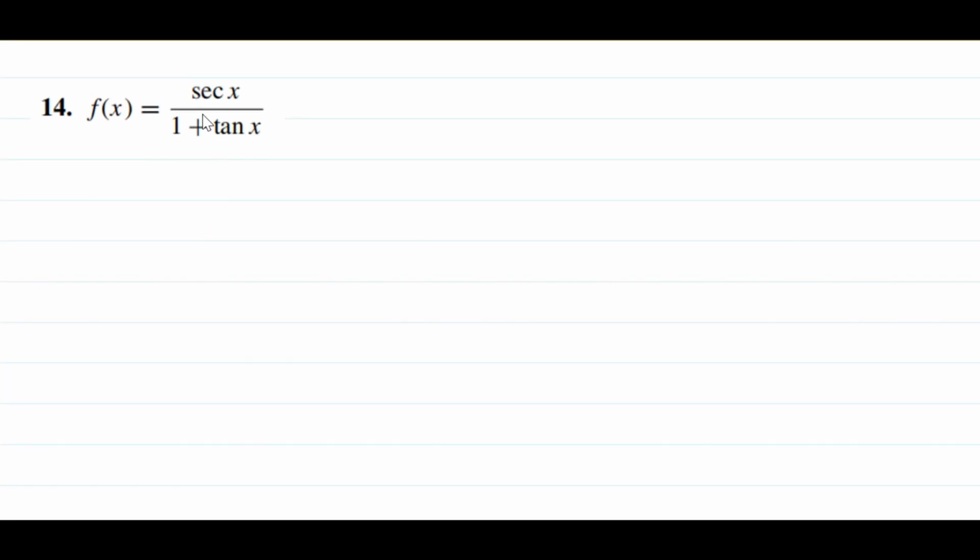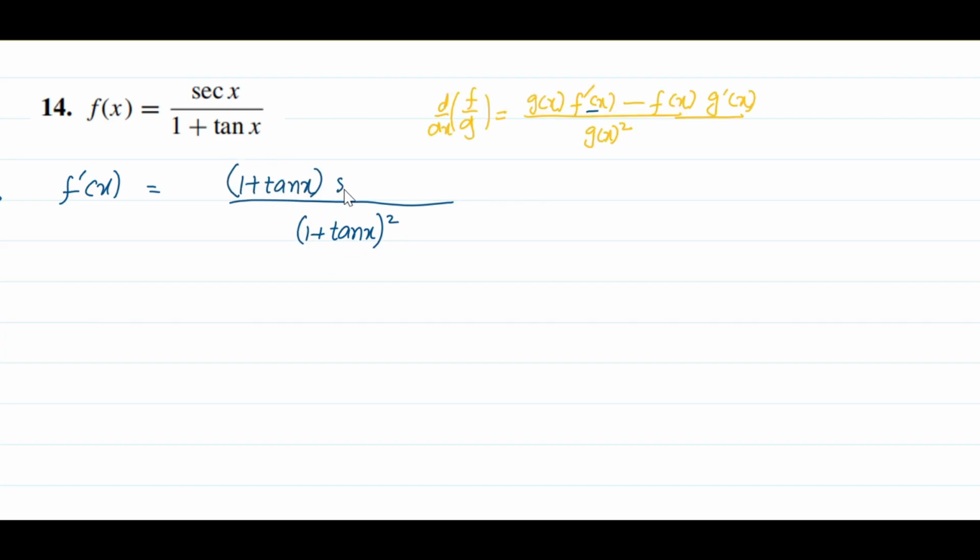Here is another trigonometric function for which we need to take the derivative, and obviously the function is dividing, so we use the quotient rule. According to the rule, we have 1 plus tan x as a square on the denominator and the same function on the numerator, and the derivative of secant x, which will be secant x tan x, and minus the secant x as it is and the derivative of 1 plus tan x: derivative of 1 is 0 and the derivative of tan x is secant square x.